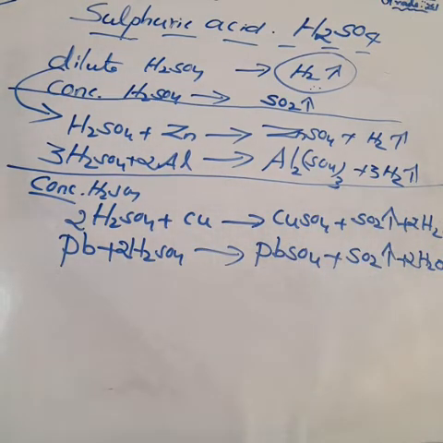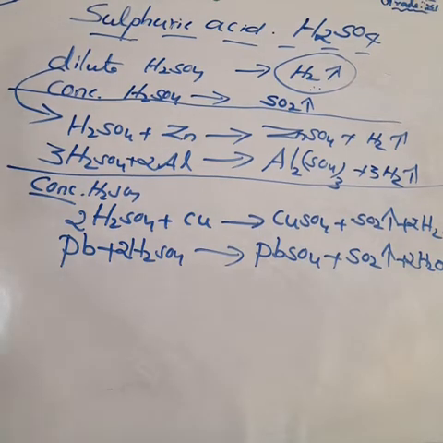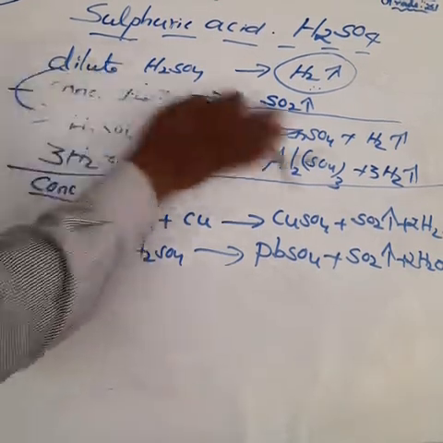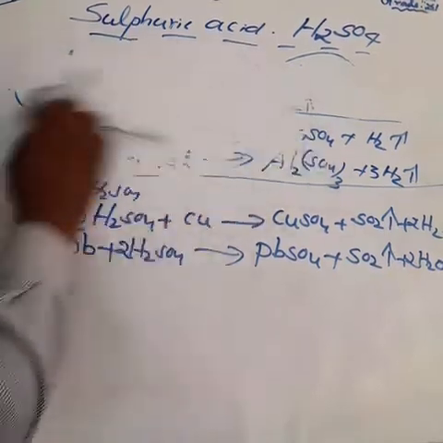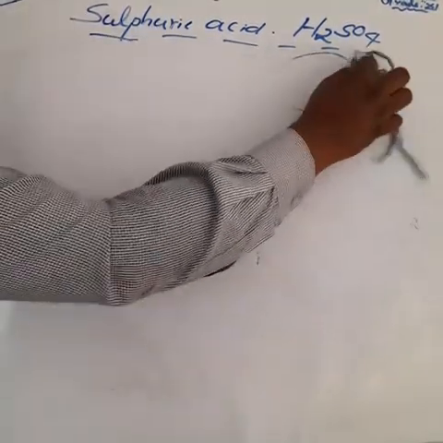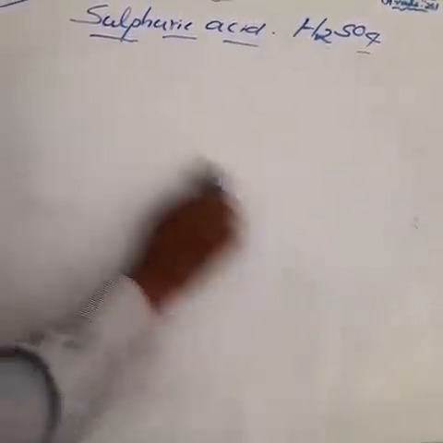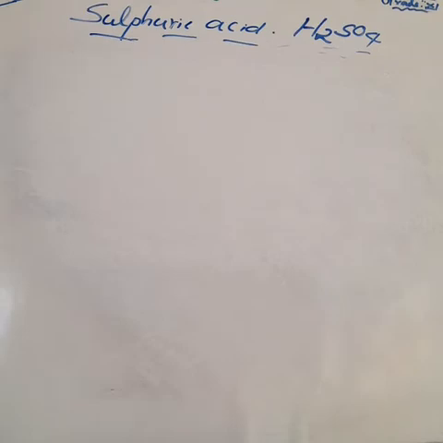One of the important points is sulfuric acid does not react with noble metals, that is gold, platinum, silver. Am I right? Gold, silver, platinum, these are all noble metals. Sulfuric acid never reacts with these noble metals.